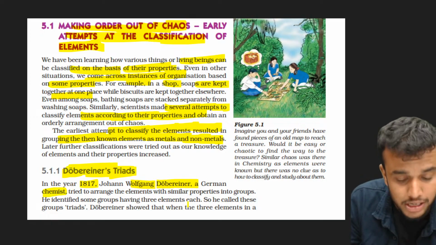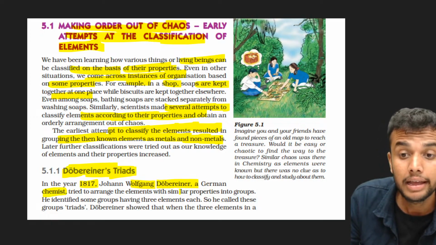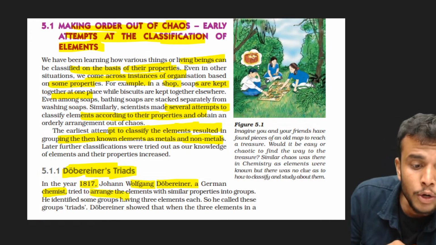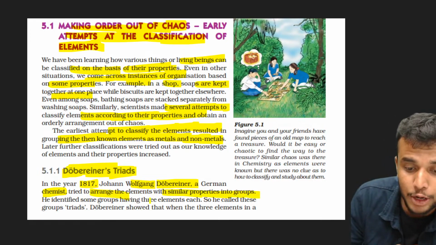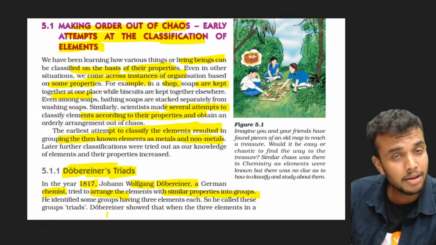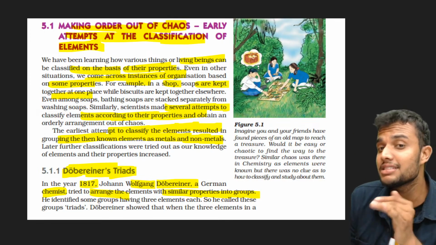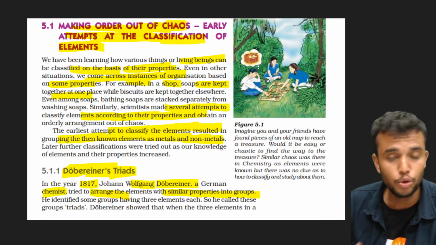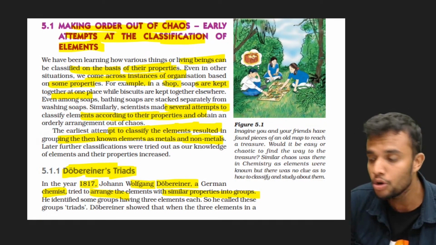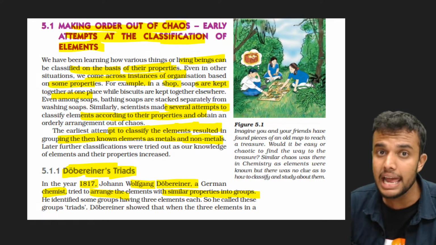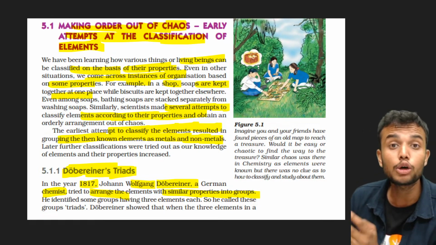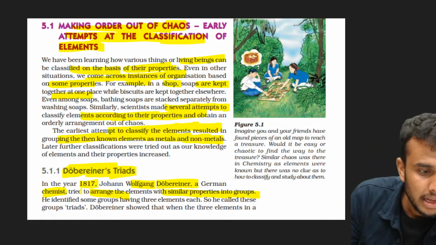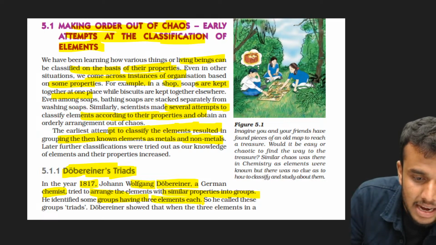Who is this fellow? He is a German chemist. He tried to arrange the elements with similar properties into groups. He took some elements and tried to arrange them in one group, where the elements have the same property. He identified some groups having 3 elements each, so he called these groups triads.